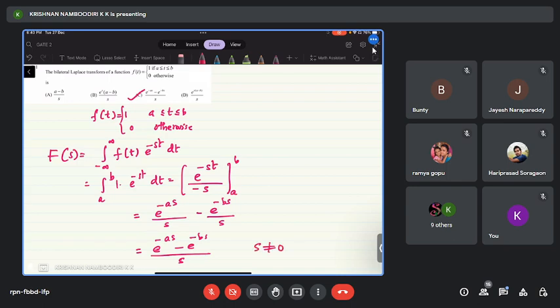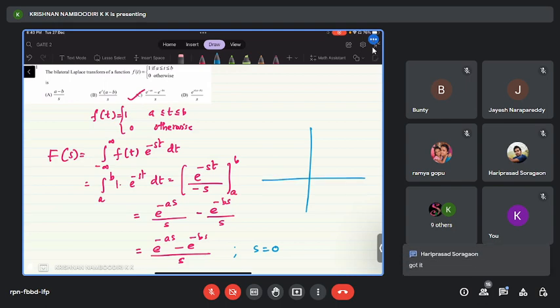This should not include s equal to 0. That's a singular point. That's why we generally don't say that the function exists when s equal to 0; in a 2-dimensional plane, s equal to 0 is a single point. What you have said is correct, but the ROC will exclude this point. Everywhere else, this will exist.